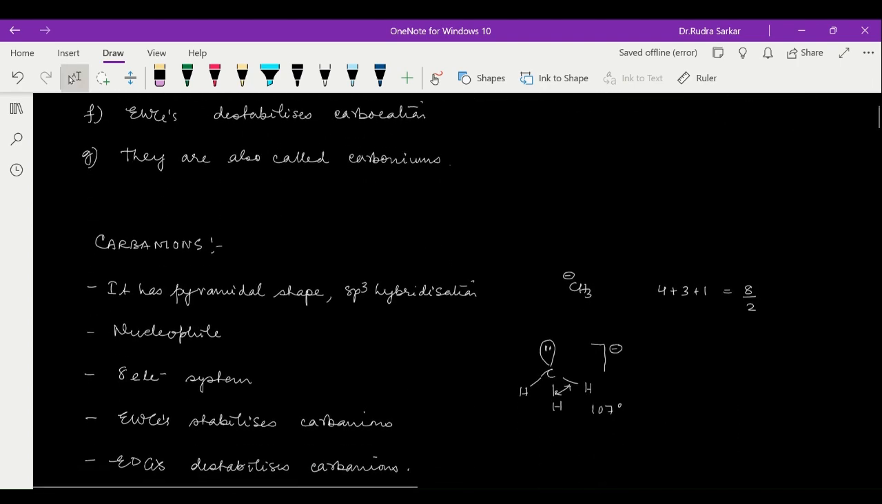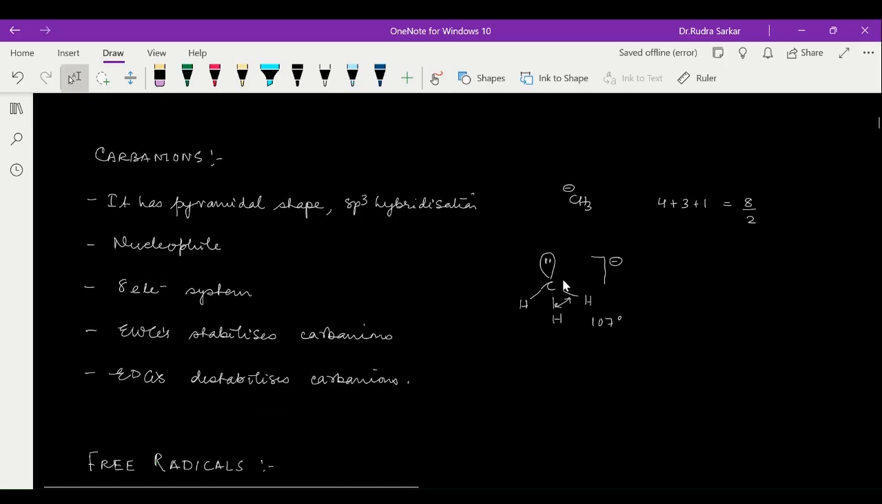Now let's do a similar thing for hybridization calculation. Carbon is 4, hydrogen is 3, and a negative charge means you add 1. So this is how we calculate the steric number. Now you have the number to be 8.